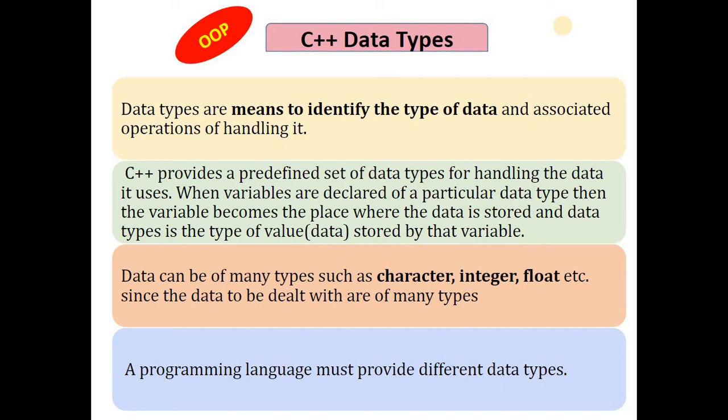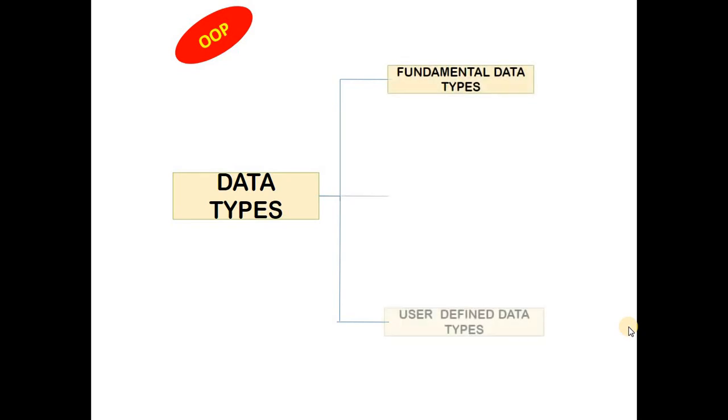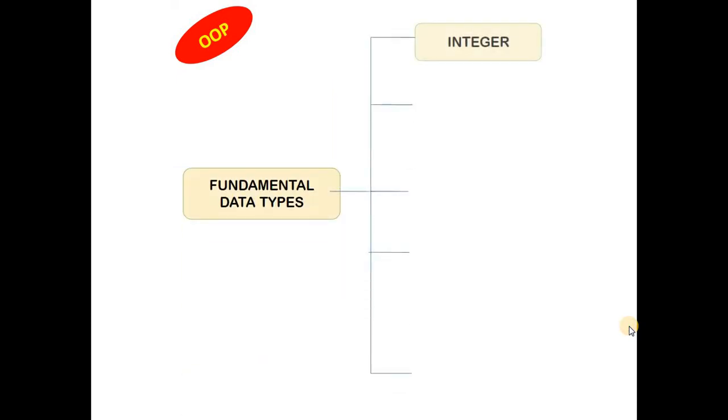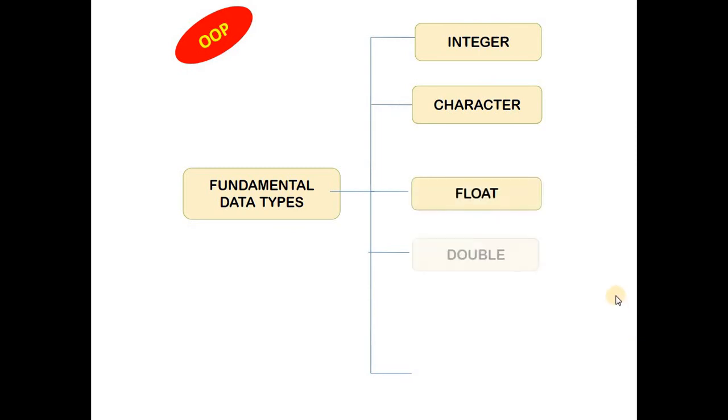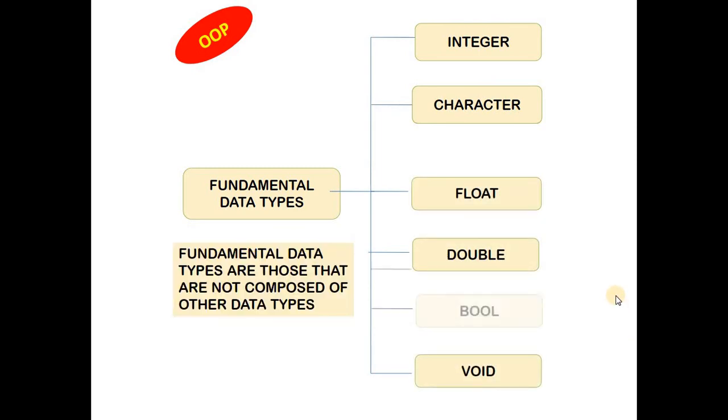You can have n number of data types like character, integer, float, double, char, boolean. A programming language always provides different data types, like fundamental data types, user defined data types, and derived data types. Throughout we are going to see what is fundamental data type, derived data type, and user defined data type. Today we will see about the fundamental data types, that is integer, character, float, double, void, and boolean, as well as string. These are the fundamental data types.